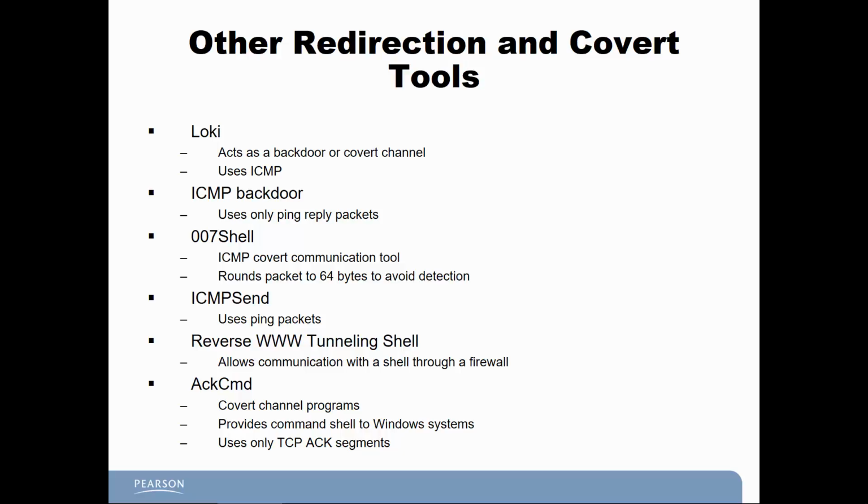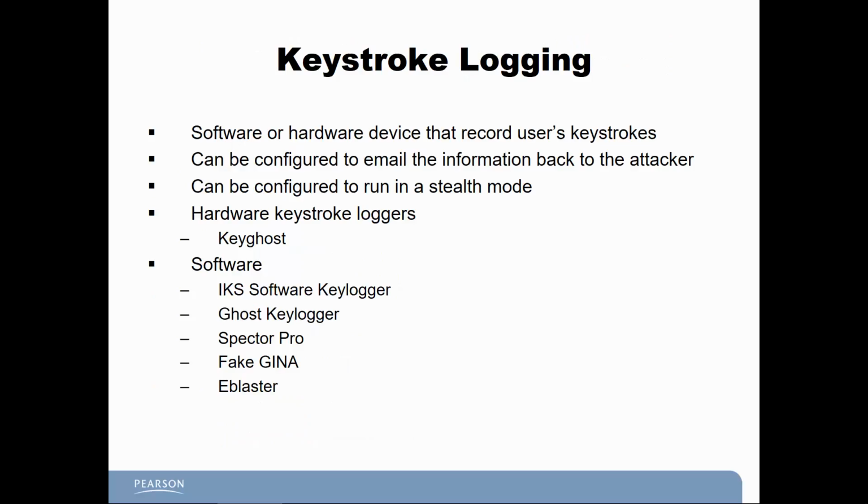ACK command, that's a covert channel program. It allows for a command shell on a Windows system, and it uses only TCP ACK segments. Keystroke loggers, that's more of a key logger. It allows you to log all keystrokes that happen, and that can then be sent back to the attacker, whether it be by email or through a dump. Hardware keystroke loggers could be like KeyGhost. Software versions could be IKS, Software Logger, Ghost Keylogger, or a plethora of other ones.